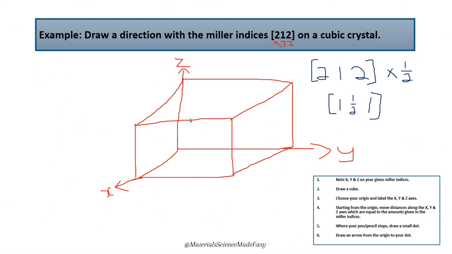Let's label our dots, right? And then from our origin, we draw an arrow to our dot. Let us do that. Done. That's our direction. Easy, hey?